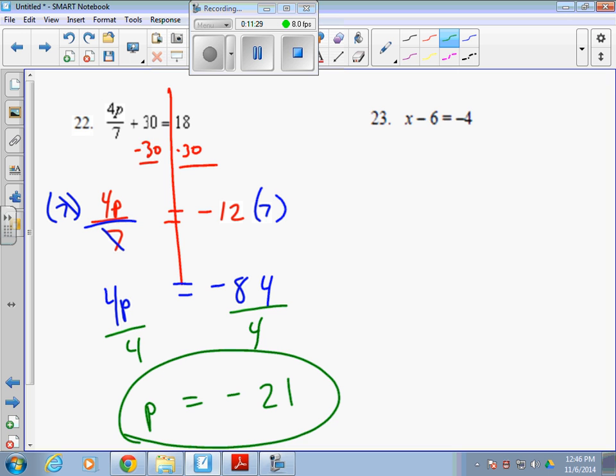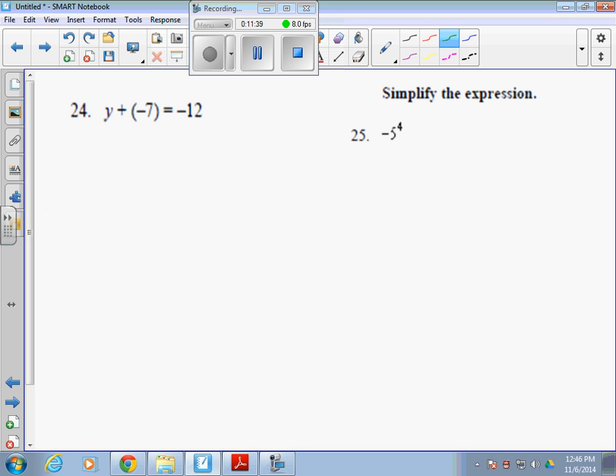X minus 6 equals negative 4. Undo minus 6. This is one step. X equals positive 2. And then 24 and 25, y plus a negative 7 is the same thing as y minus 7 equals negative 12. Undo minus 7 by adding it. You do it there, do it here.